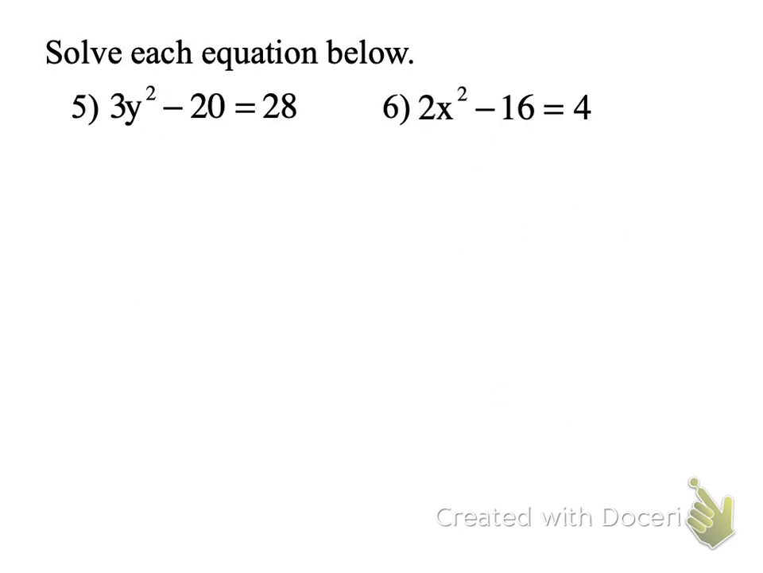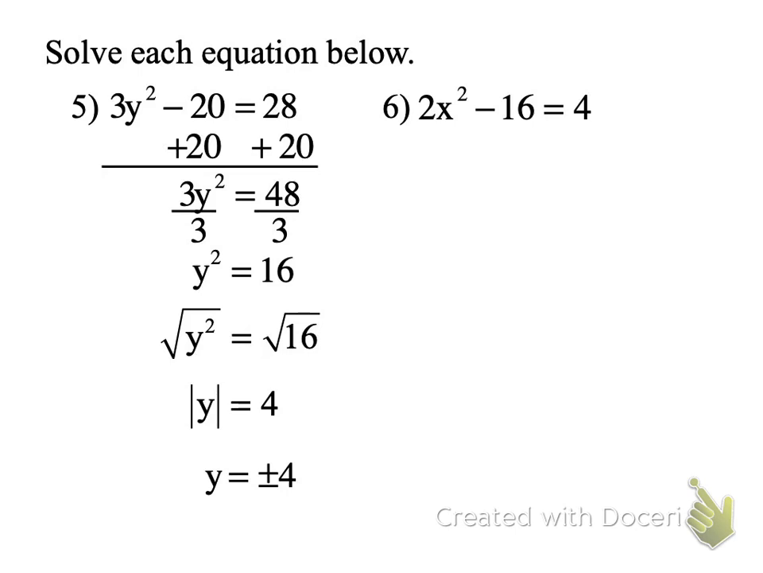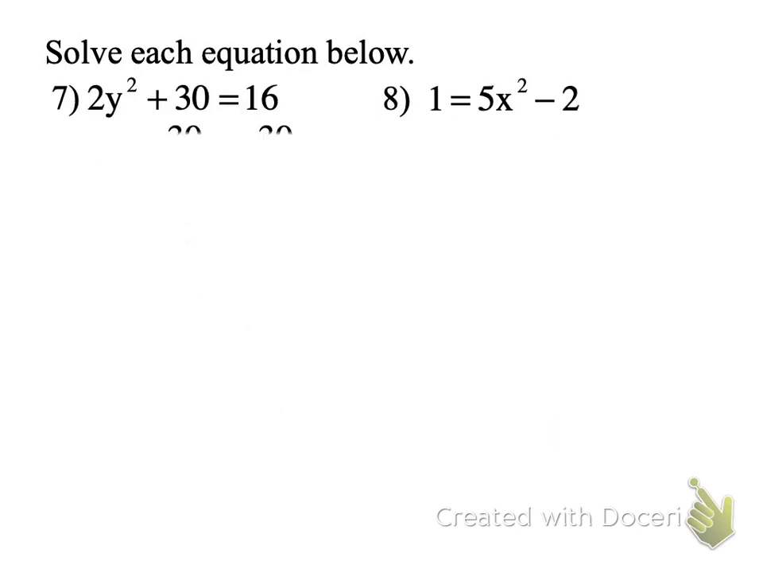They're going to get more complicated. Again, if we're using the square root method, I get y squared alone. So I would add 20, then divide by 3. Then I root both sides, if I'm using the square root method. Again, just a separate method than our factoring method. Absolute value of y equals plus or minus. Remembering this? Okay.